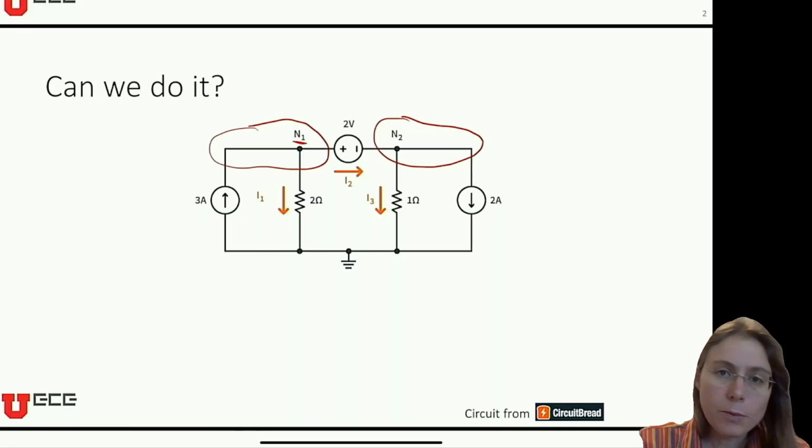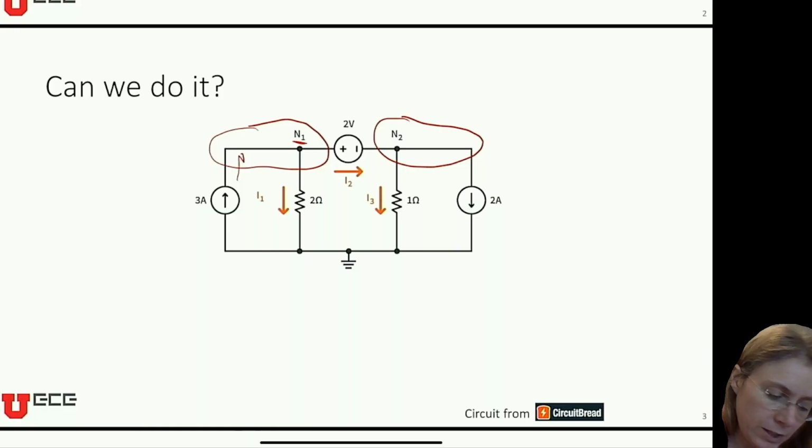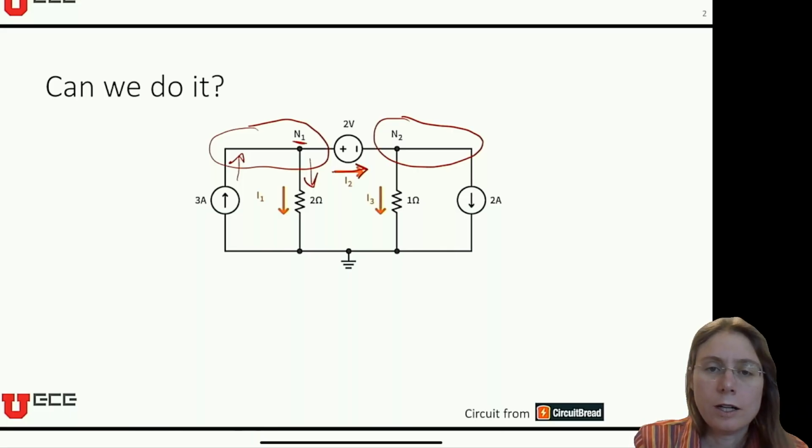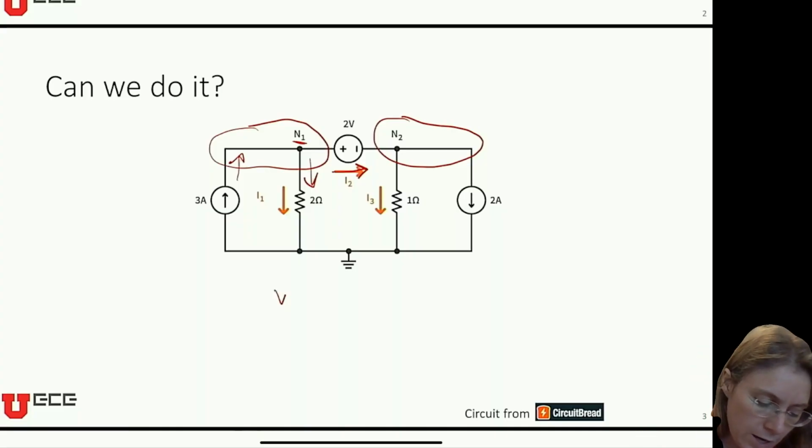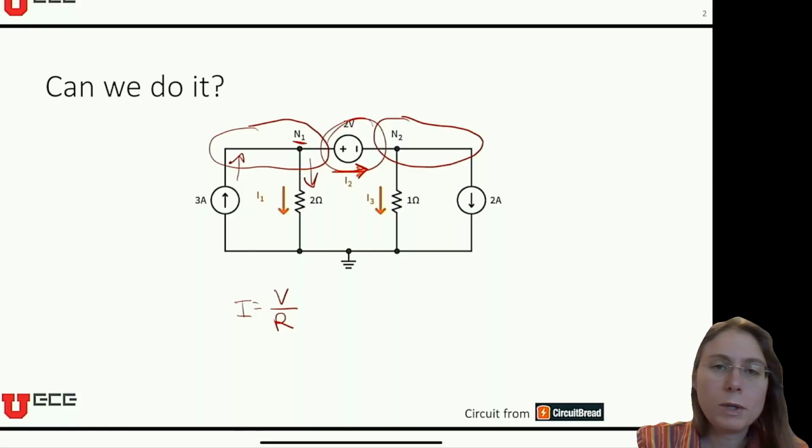If I were to try to write an equation relating currents at N1, I have 3 amps coming in here, I have some amount I1 coming here, I have some amount I2 coming here. Where we run into a problem is that normally the next step in our node voltage method is to turn the currents into a voltage using Ohm's law, I equals V over R. But in this case, we don't have a resistor there by I2. We have a voltage source, which could have any current.